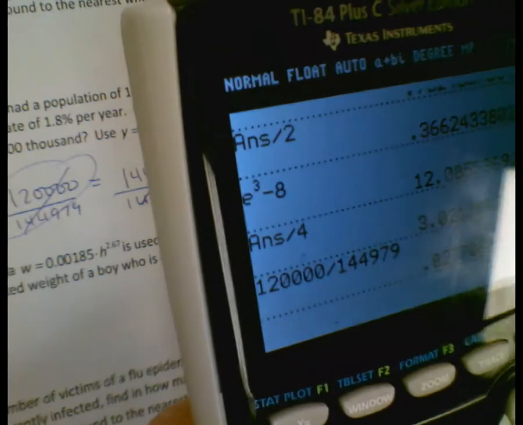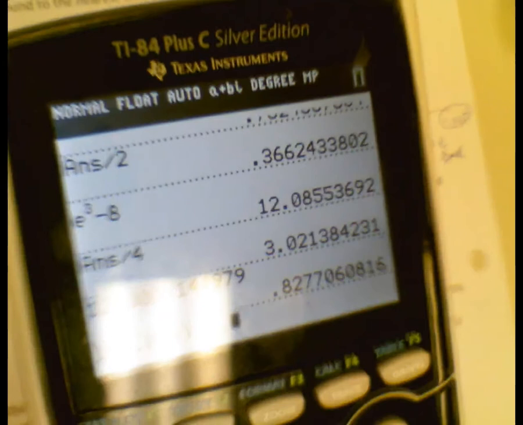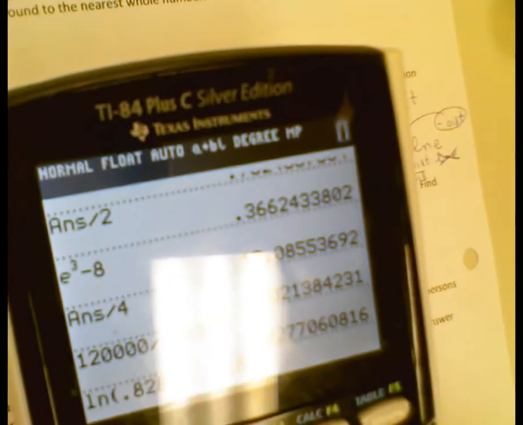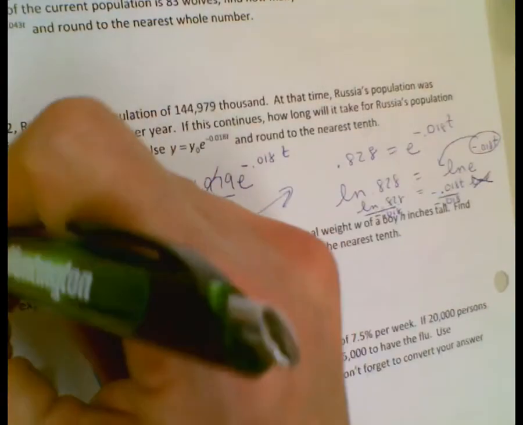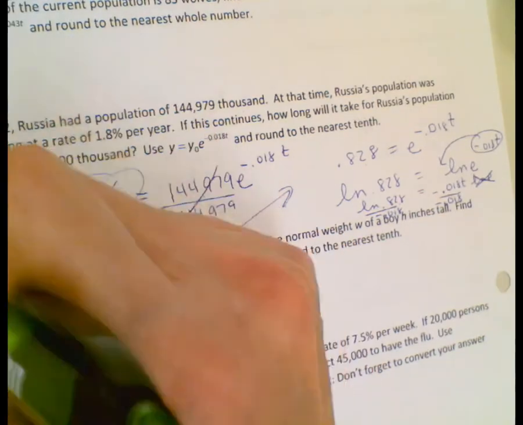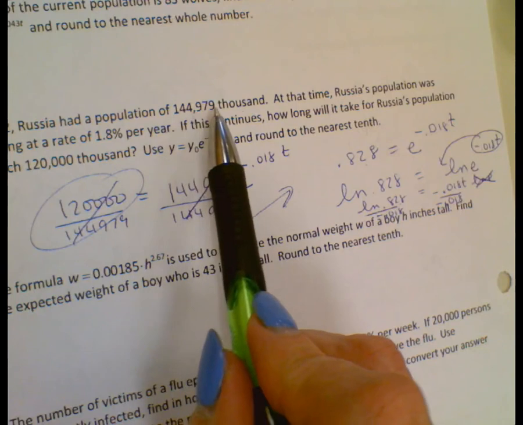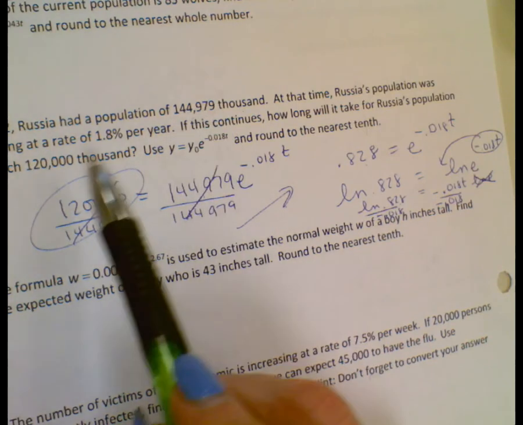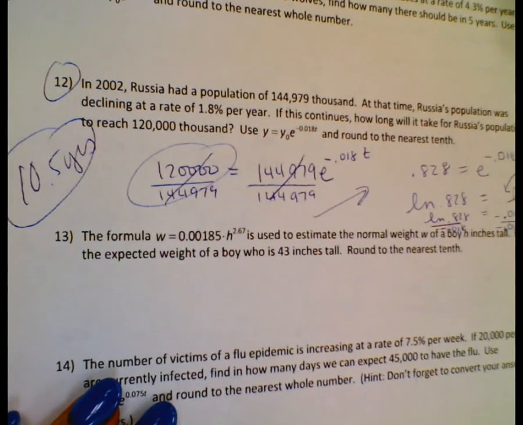So press in natural log of 0.828. That was what we got from the last one. Close your parenthesis. Divided by negative 0.018, which is the rate of decline. And it would take about 10 and a half years. Looks like about 10 and a half years for the population of Russia to go from almost 144,000 down to 120,000. So their population is declining about 10 and a half years.